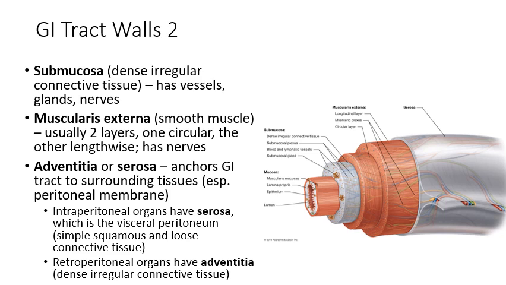Then for the retroperitoneal organs, instead of having the serosa, they have the adventitia, which is just dense irregular connective tissue, similar to the outermost layer in the wall of a blood vessel.